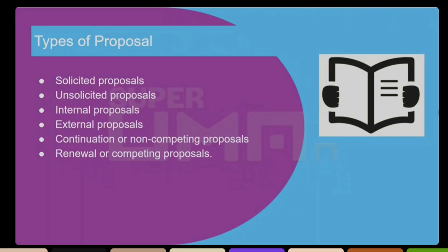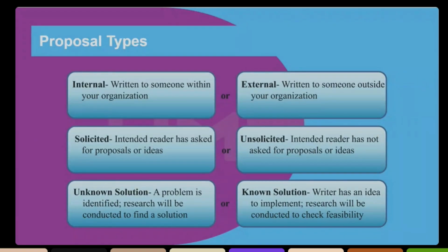Moving on, we have types of proposals. The next slide will explain the definition of each, but currently we have majorly six types of proposals. We have solicited proposals, unsolicited proposals, internal proposals, external proposals, continuation or non-competing proposals, and renewal or competing proposals. Then moving on to my next slide, I'm going to explain what these types of proposals mean.